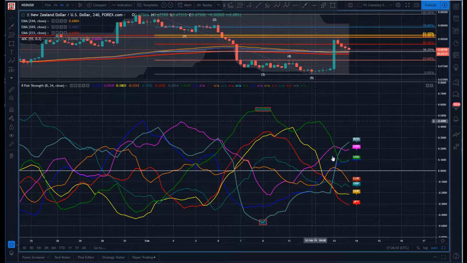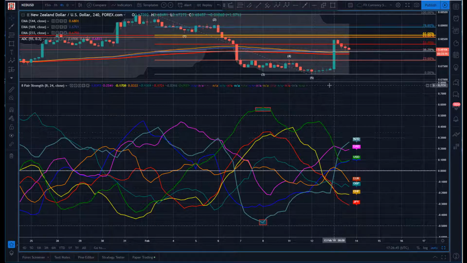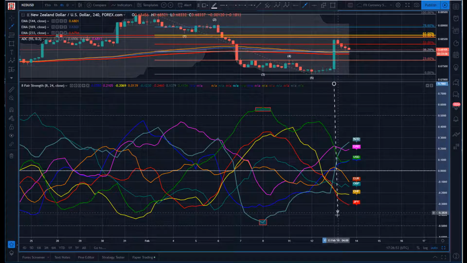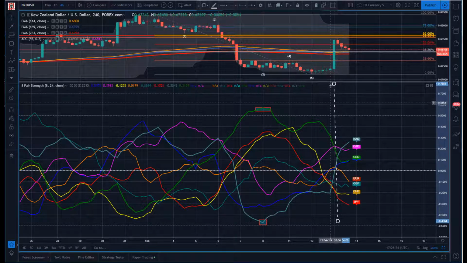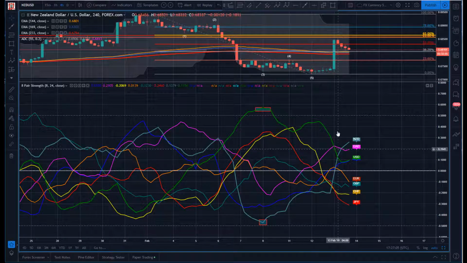So here comes the dollar now heading down, the New Zealand heading up. Here's where they cross. Do you see this? Make sure you guys can see this. Here is where they cross. That's the news event. There's the cross: New Zealand stronger than the dollar. Now, that's not necessarily enough to base your trade on, but that's a place to start looking.